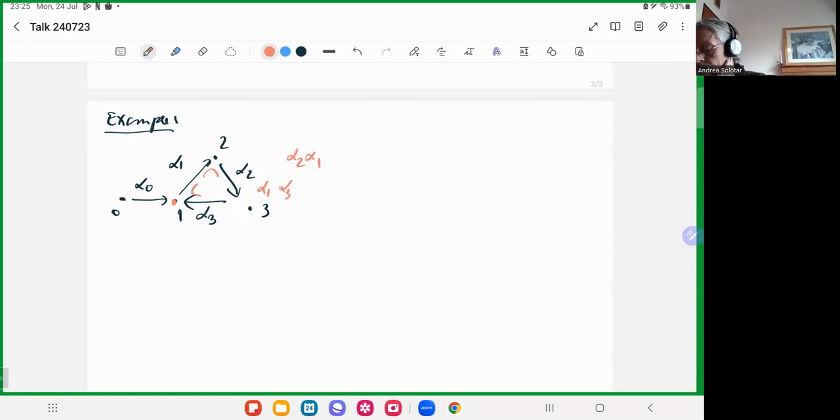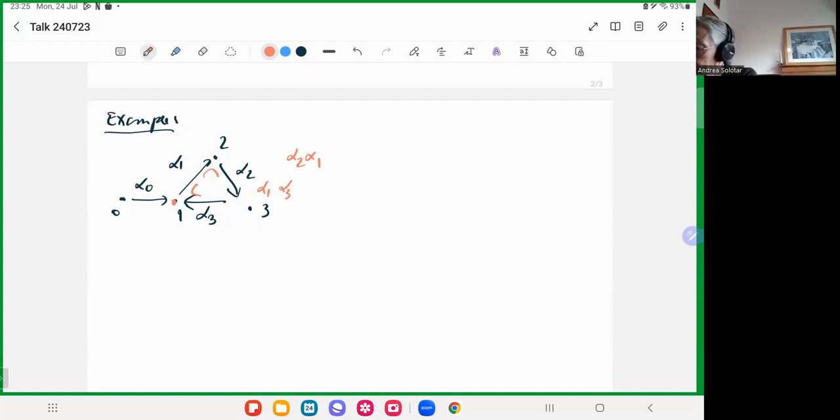I arrive with this condition I forgot to mention, that when I have, for example, this arrow alpha 1, there are 2 arrows, alpha 0 and alpha 3, preceding it. So only one of these paths can be non-zero in the algebra. So here the only one that is non-zero in the algebra is alpha 1, alpha 0. Okay? I forgot to mention this condition.